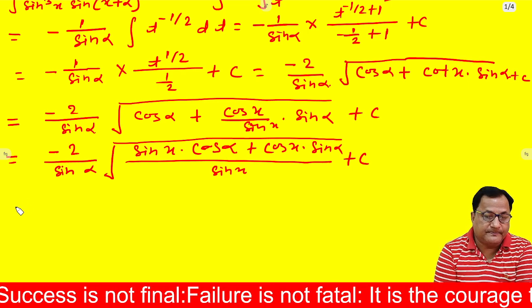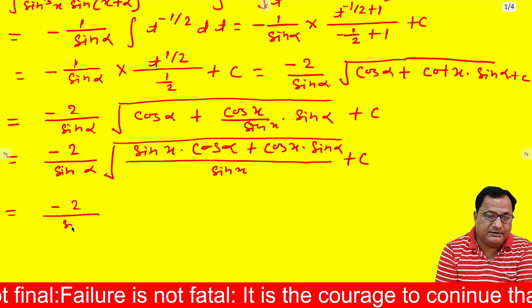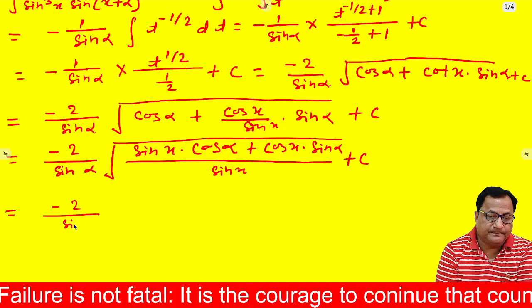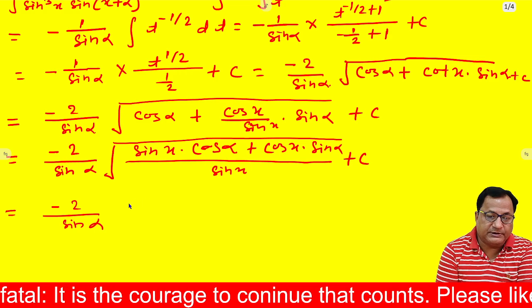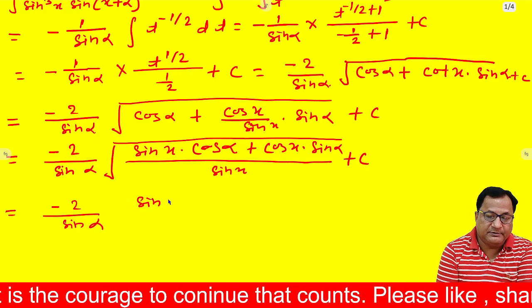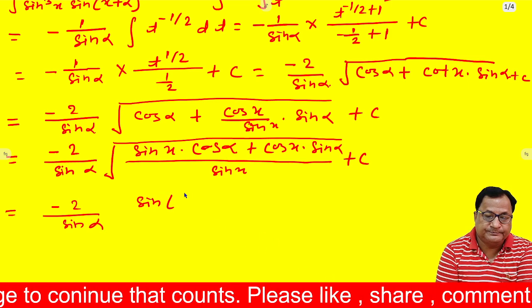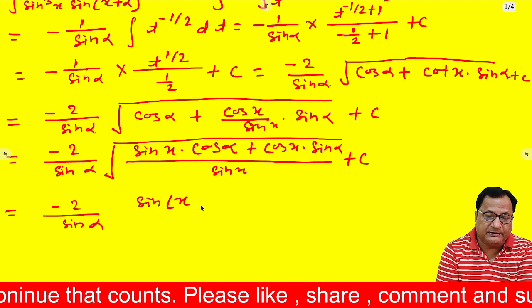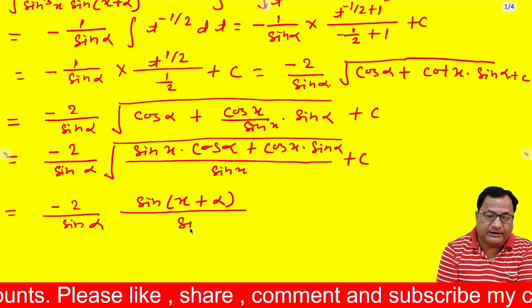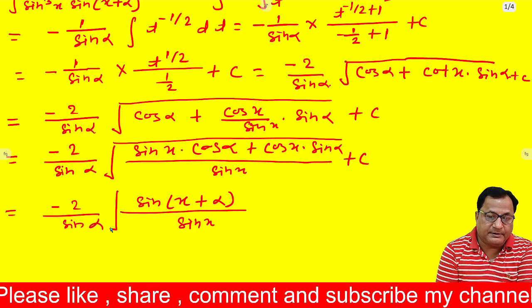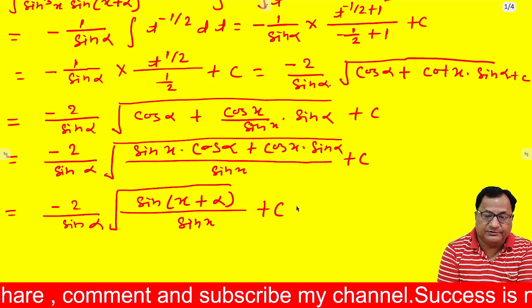This we can write minus 2 by sine alpha and this we can write sine x plus alpha divided by sine x under root, plus C. This is the answer.